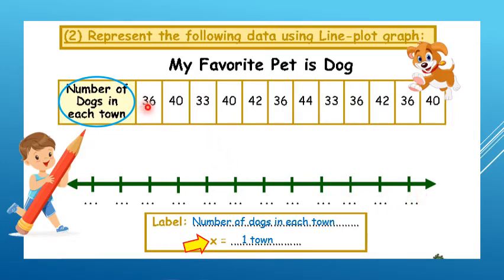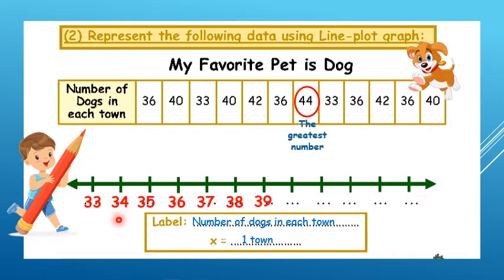We will search for the smallest number here. Where is the smallest number in this data? Yes, it will be 33. Then the smallest number is 33, so begin this number line from 33. And where is the greatest number in this data? Yes, it will be 44. Then we will fill this number line in ascending order, counting by 1 until we reach 44. Like this: 34, 35, 36, up to 44.